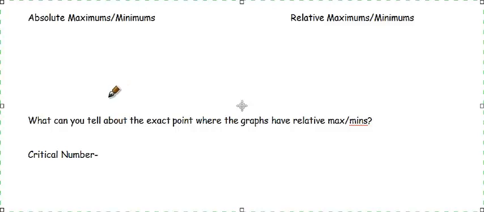Okay, so for 3.1, we're talking all about absolute maximums and minimums and relative maxes and minimums. And we'll also talk about what a critical number is. Before we do too much here, we should get a visual of what's going on.